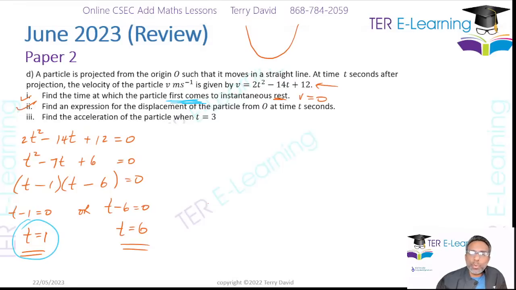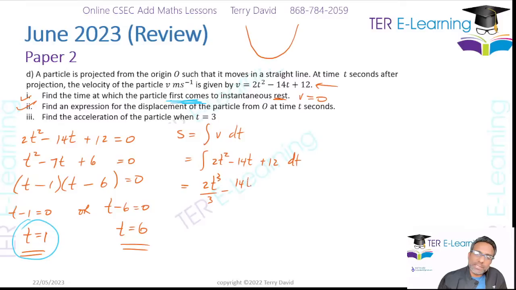For part 2 now, we want to work out an expression for your displacement. To get displacement, and normally we use an s or x, displacement is the integral of velocity. So in this case, you have to integrate the velocity formula, which is 2t squared minus 14t plus 12 dt. When I integrate this, I'm going to get 2t cubed over 3 minus 14t squared over 2 plus 12t. Don't forget your c. You need to include the c here.